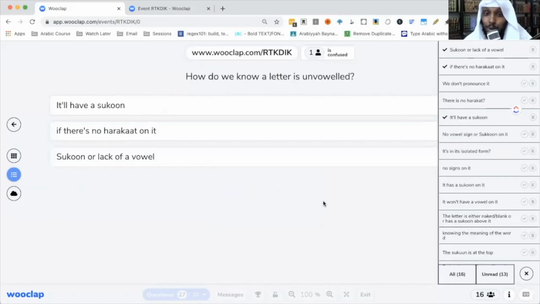It will have a sukoon. That's the technical way to answer it. It's going to have a sukoon, right? And those of you that don't know, you'll get to know what sukoon is in a moment. But the obvious way to answer it is, when I say to you, how do we know that a letter doesn't have fatha, kasra, dhamma? Then obviously the answer is if it doesn't have fatha, kasra, dhamma. That's the obvious way. And both ways will help us when it comes to reading Arabic. Okay? Right, perfect. Okay.